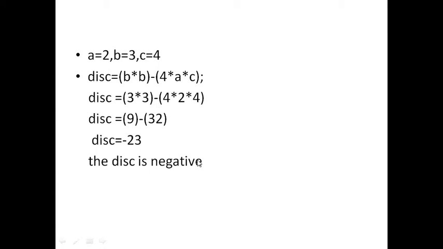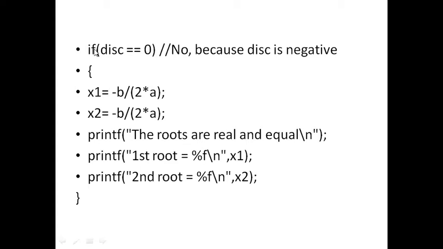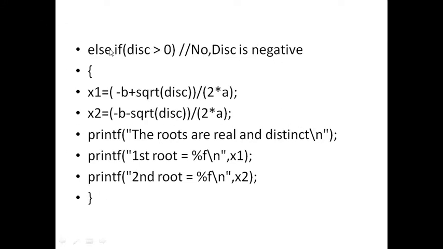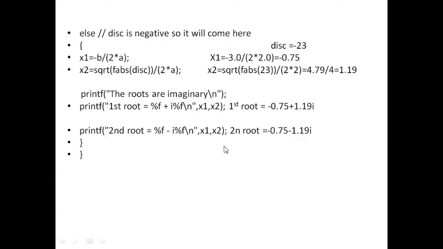So disc is negative. Now this is the condition inside the program. Is disc 0? No, disc is negative, so it will not come into this block. It will go to the next one: else if disc is greater than 0? No, disc is negative, so it will not come here. It will go to the next one. Since disc is negative, it will come here. So there are two roots, X1 is one root and X2 is the other root. X1 value is defined as minus B divided by 2 into A.